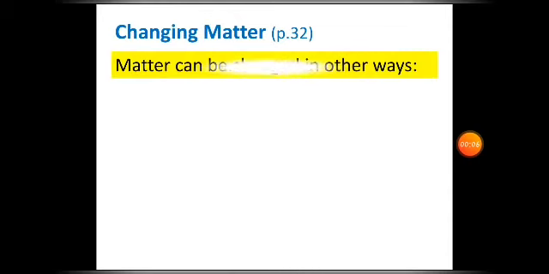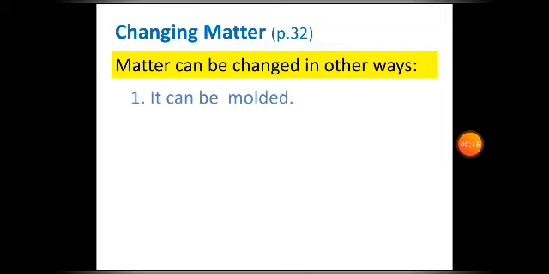We are now on page 32. We will be talking about other ways in which we can change matter. Okay? I will give you 4 examples. Number 1 is by molding it. So matter or some matters can also be molded. So when we mold something, we are changing either its size or its shape.